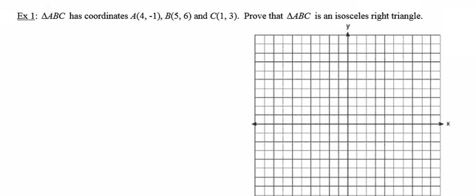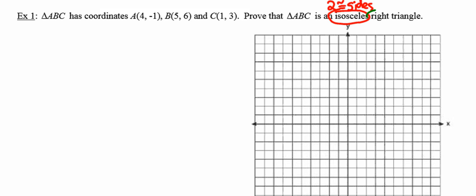In number 1, we're given triangle ABC with those coordinates. They want us to prove that this triangle is an isosceles right triangle. So you should know from our discussion the other day that an isosceles triangle means we have to show that it has two congruent sides, or in other words, two sides of equal length. So we know we're going to have to use distance formula.